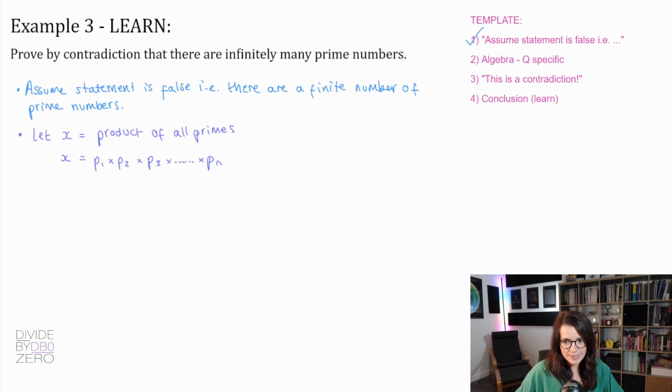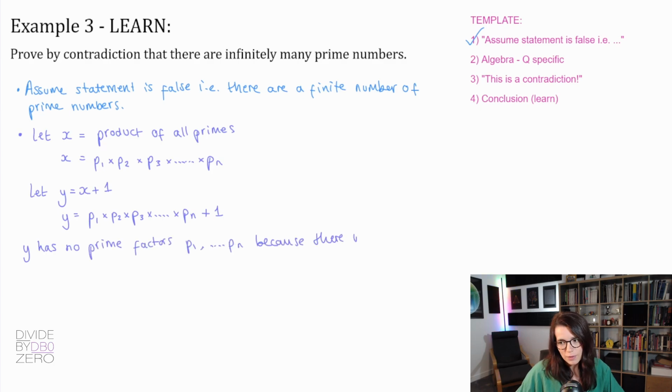After that, we're going to say let y be equal to x plus 1. If we use our algebra from the step before, that means y is going to be equal to all the prime numbers times together then a random +1 on the end. We've done this so that we can say y has no prime factors, p1 to pn, because there would always be a remainder of 1. Why is this important? Well, step 2 is complete, but it's important because this leads to our contradiction statement.